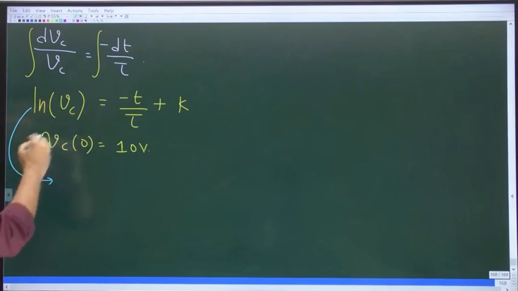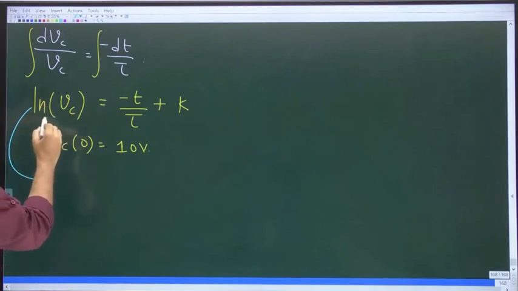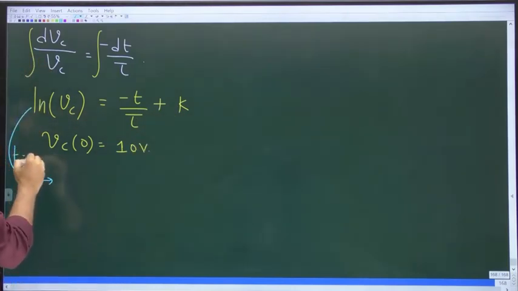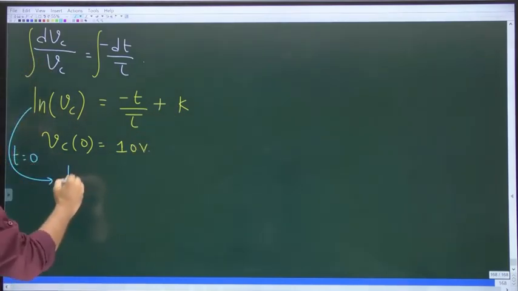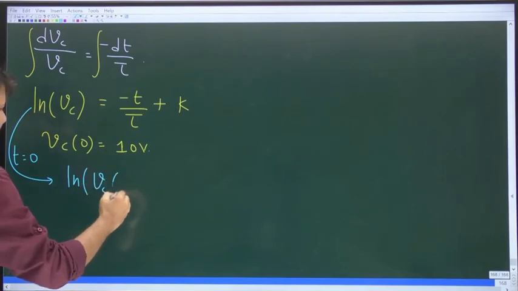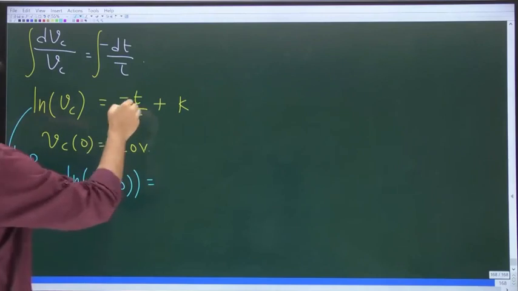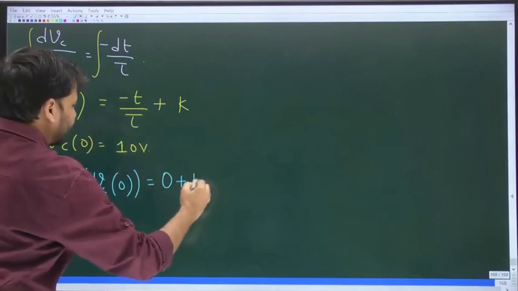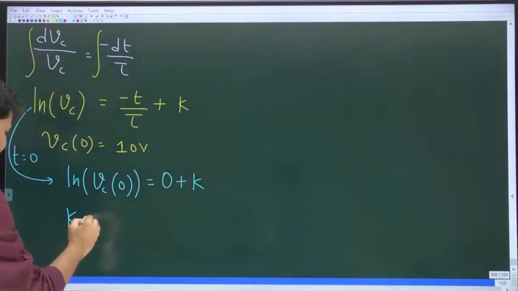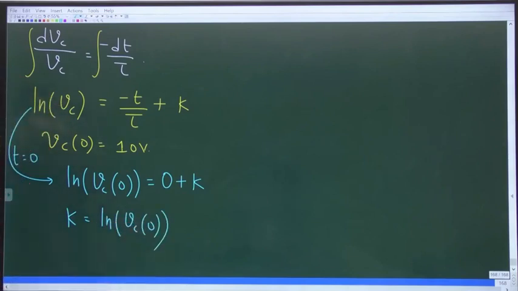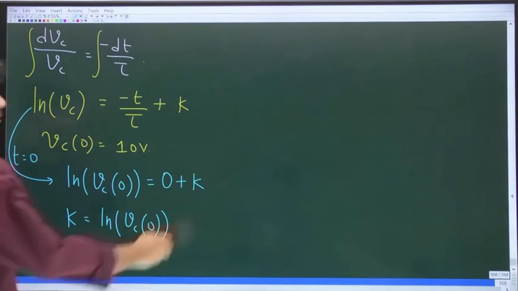So using this initial voltage across the cap, let us get the value of k. For that, take the equation ln of Vc equal to minus t by tau plus k, and substitute t equal to 0. Then the left hand side will be ln of Vc of 0, equal to 0 by tau, which is 0, plus k. That's all. So k is ln of Vc of 0.